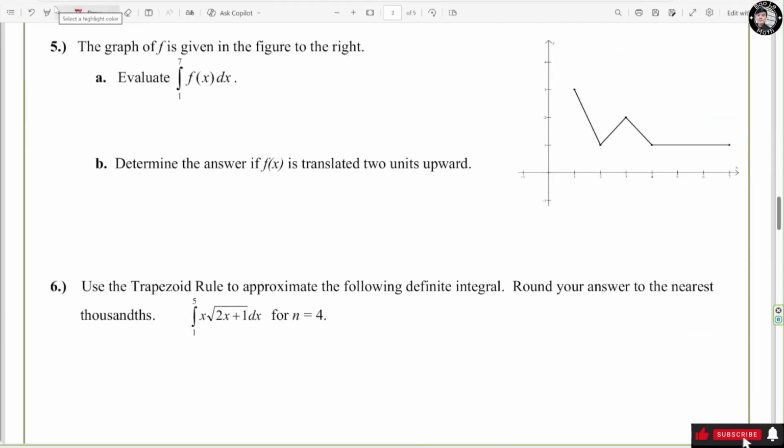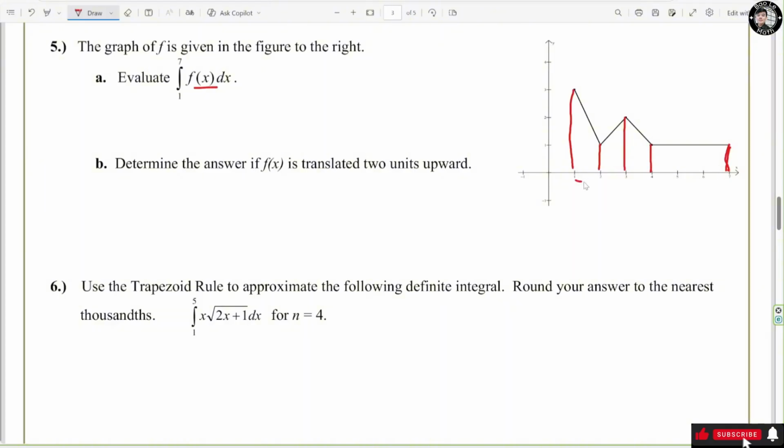Now let's move on to question 5. The graph of f is given in the figure to the right. Evaluate the integral from 1 to 7 of f of s ds. Alright, so we're going to use the geometric figures to calculate the area, right? So it's going to be from 1 to 7 right here, right? And you know that this one is a trapezoid, this one is another trapezoid, this one is another trapezoid, and the last one should be a rectangle, right?